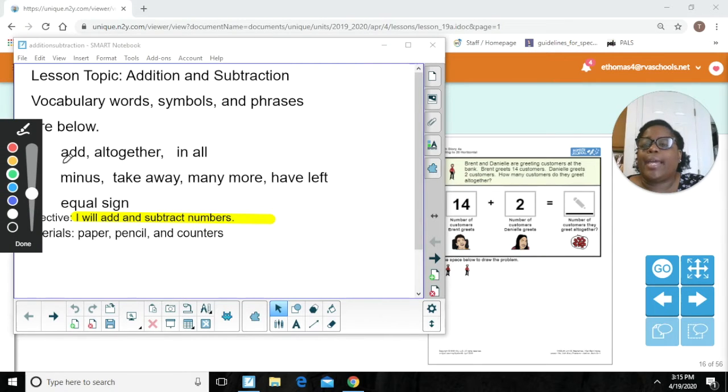And when you add, we group items together, right? Or we count the items all together. We put the groups together and we count them all together. So here are some other words: all together and in all. Whenever you see these words in a word problem, it is an indicator that you're going to add. Okay?